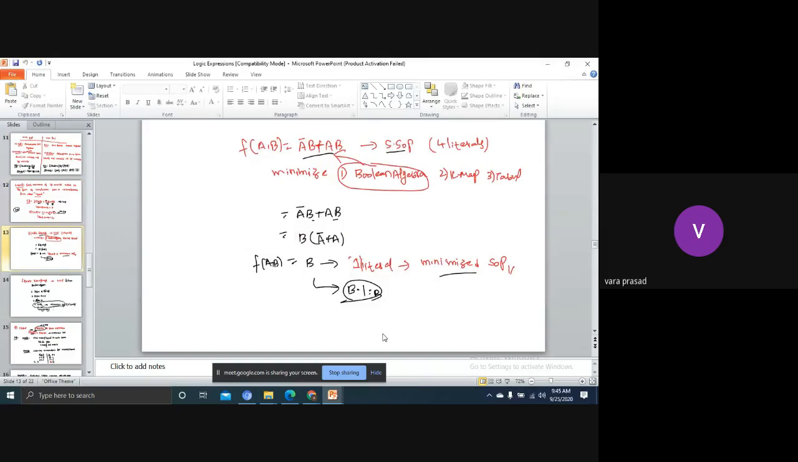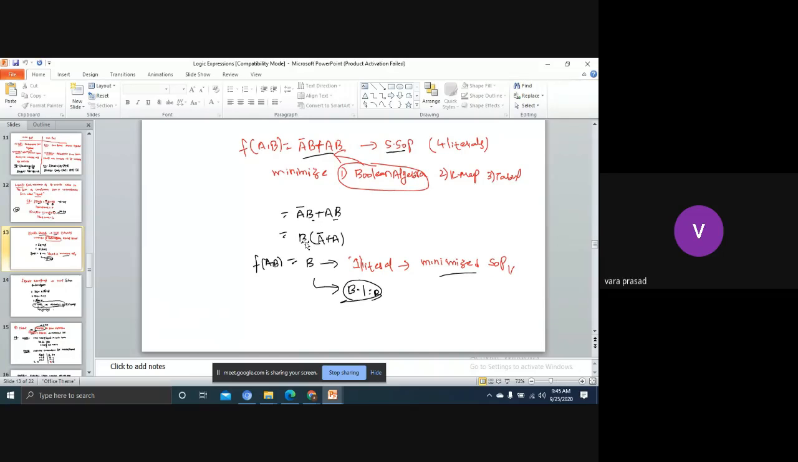Now generally, I said that f of A comma B is equal to A bar B plus AB. This is a standard SOP. It consists of 4 literals. Now we need to minimize the expression. To minimize the expression, we have 3 methods. What are they? Boolean algebra, K-map, and the tabular method. I'm using Boolean algebra because we completed Boolean algebra.